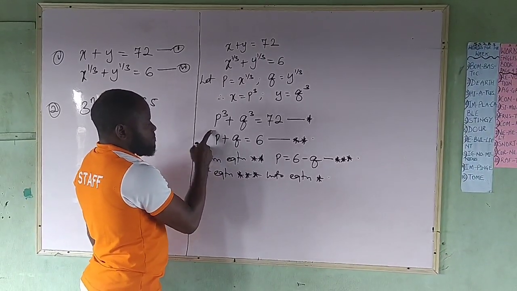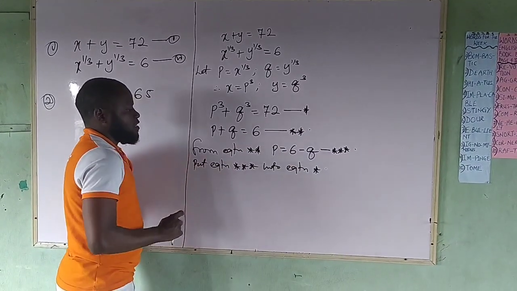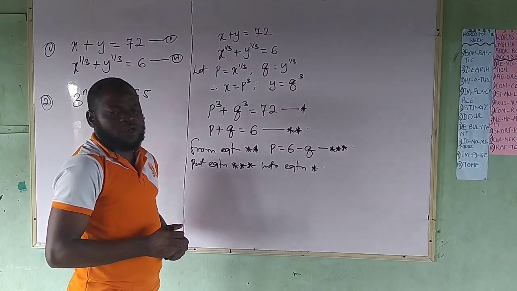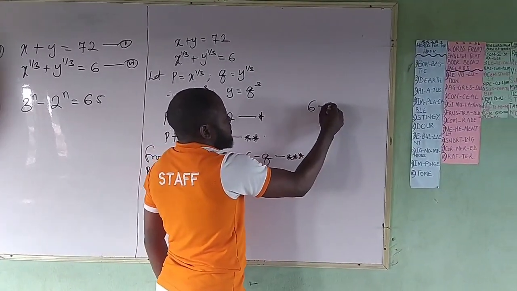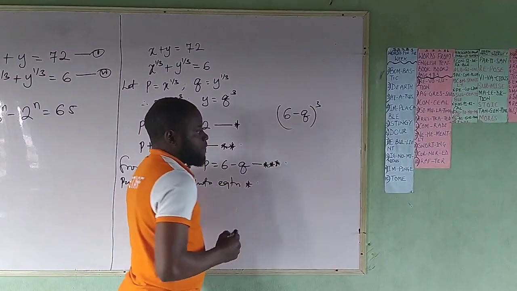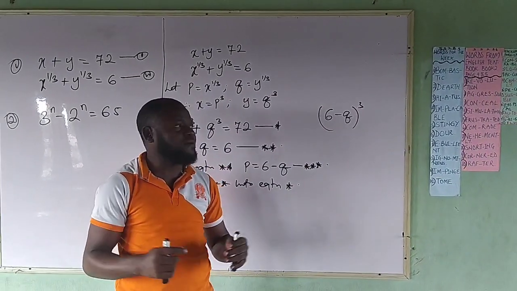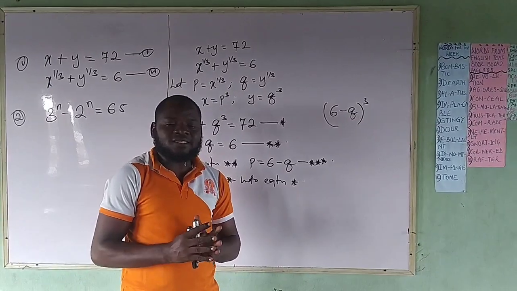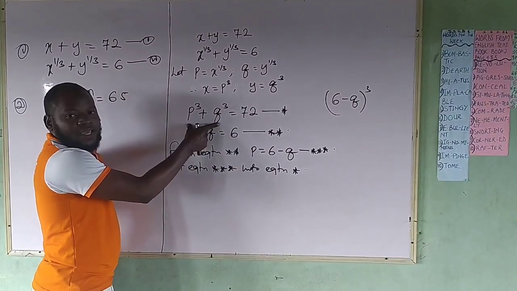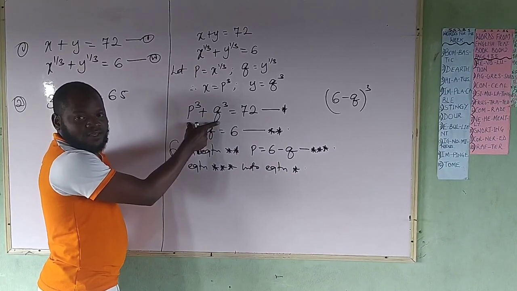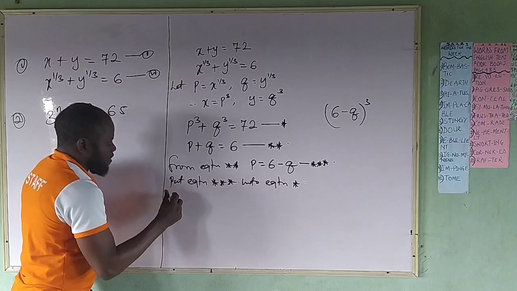Then equation star will become what? p cubed, right? That will be 6 minus q all raised to the power of 3, but let us not go down that route because we are still going to have another difficulty in the sense that I'll be having 6 minus q cubed, and I want to factorize this, which is going to make my problem kind of complex. So let's see how we can do it very smartly. Let's apply an algebraic identity to this. Applying algebraic identity to this one, we are going to be having what?